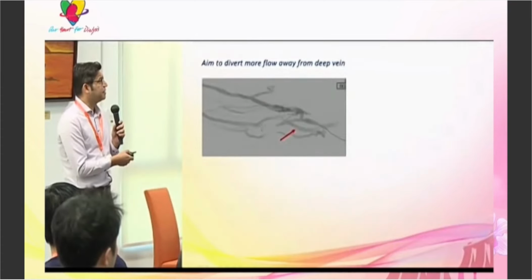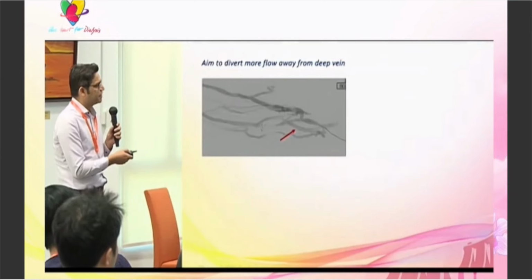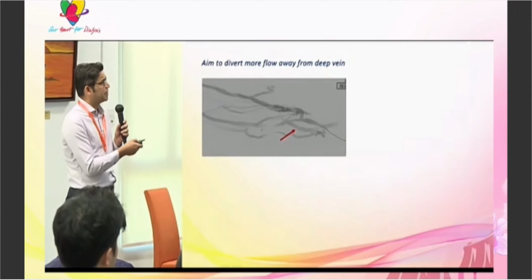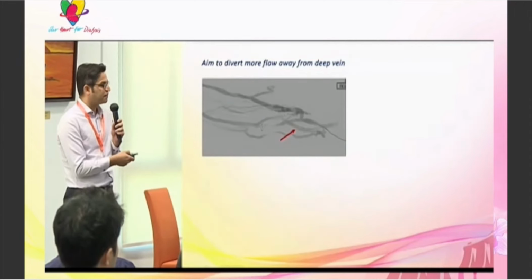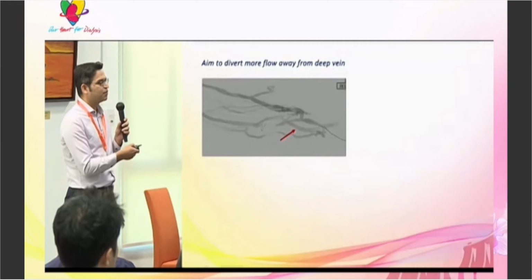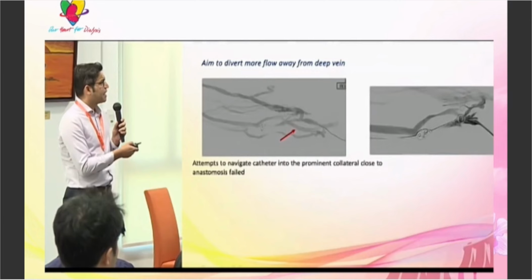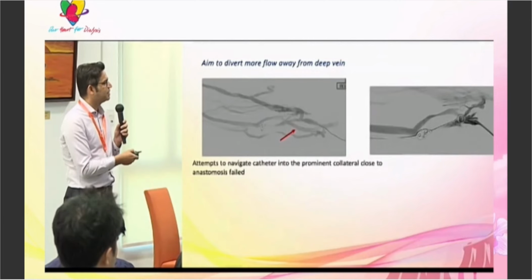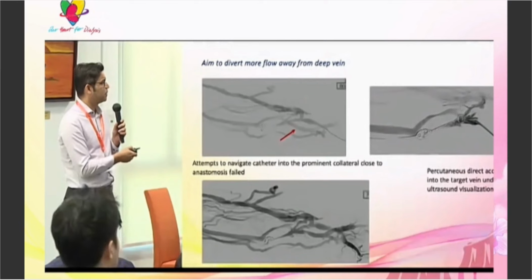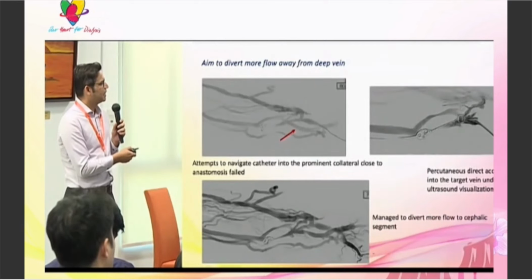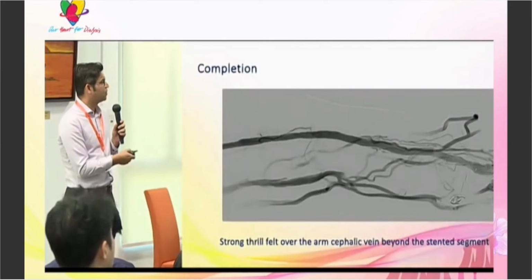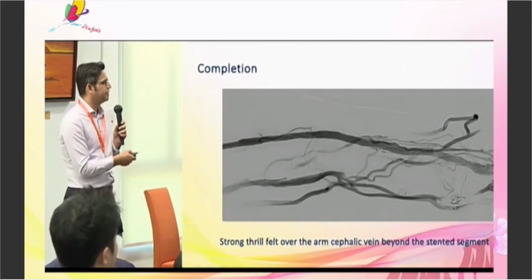And again, we thought of diverting more flow from the deep venous system into the superficial system, especially this big collateral which just comes off after the anastomosis. Tried going into it endovascularly, but the angles were too acute, just very close to the anastomosis. So we did a direct ultrasound guided puncture and put some coils there, which seemed to work reasonably well and managed to divert more flow to the cephalic segment. That's how the completion looked like, and a strong thrill was felt over the cephalic vein beyond the stented segment.